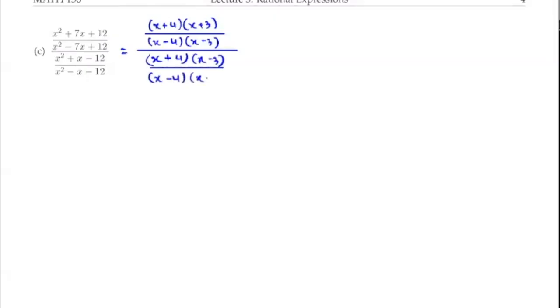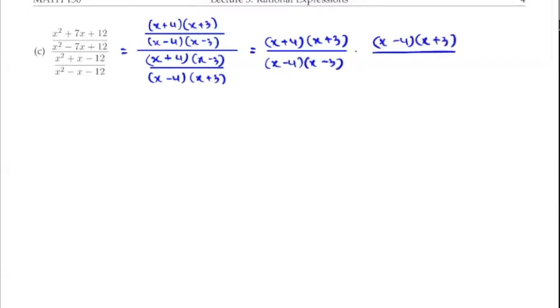So I have x plus 4 times x plus 3 divided by x minus 4, x minus 3, all together divided by x plus 4 times x minus 3 over x minus 4 times x plus 3. So you divide a fraction, that means you can multiply by the reciprocal. So x plus 4 times x plus 3 over x minus 4 times x minus 3 times x minus 4 times x plus 3 divided by x plus 4 times x minus 3.